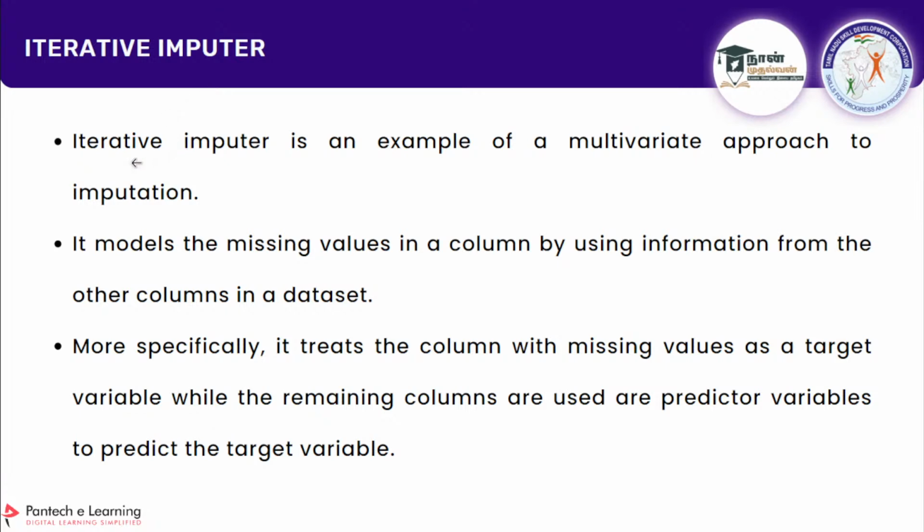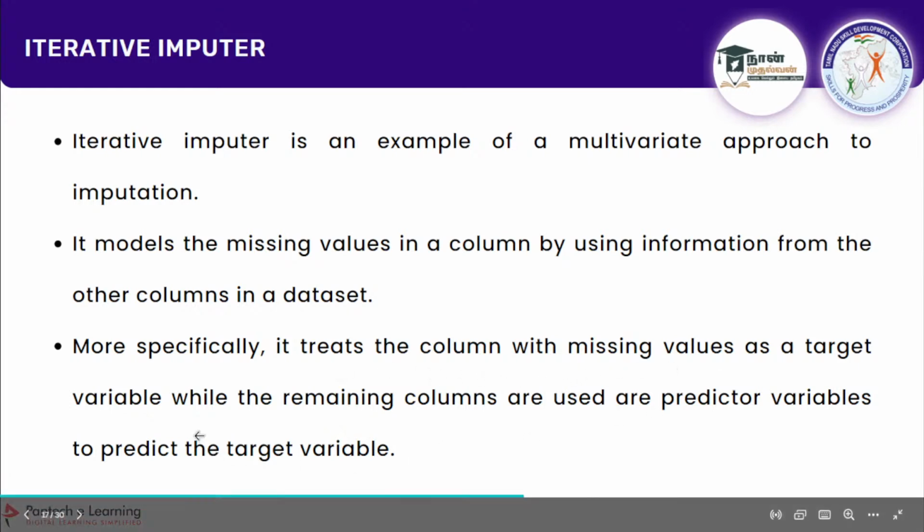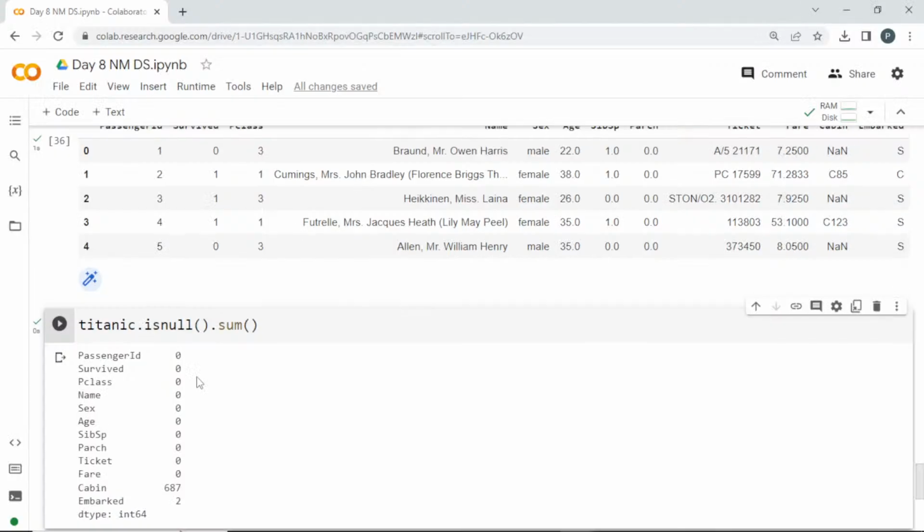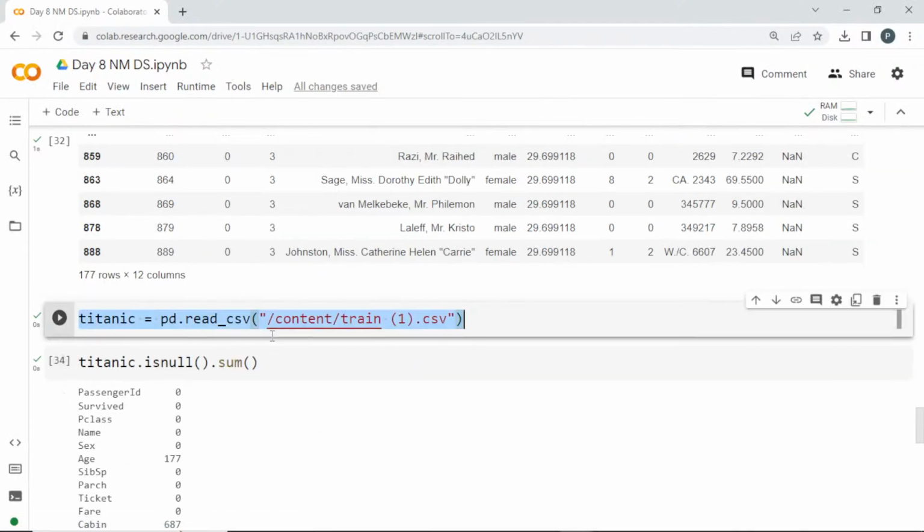Iterative imputer is an example of a multivariate approach. It models the missing values in a column by using the information from the other columns in the data set. More specifically, it treats the column with missing values as a target variable, while the remaining columns are used as predictor variables to predict the target variable. This is also like KNN, but different. To use this, you go with from sklearn.impute import IterativeImputer. You can do the same task. For example, here, I'll copy this once again.